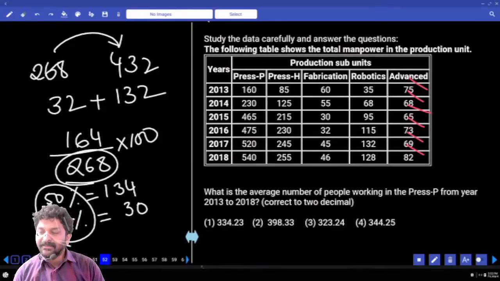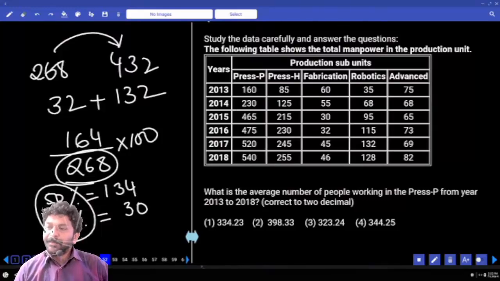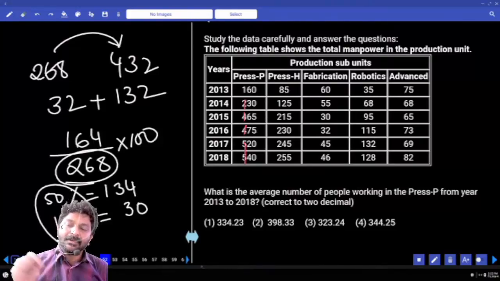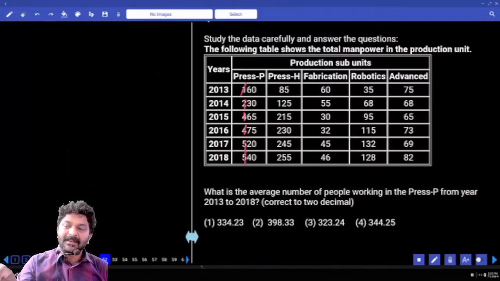What is the average number of people working in the press PH from the year 2013 to 2018? Press PH, 2013 to 2018. That means all the years, correct? 500, 500, 400, 400, 200. Total 2100, correct?